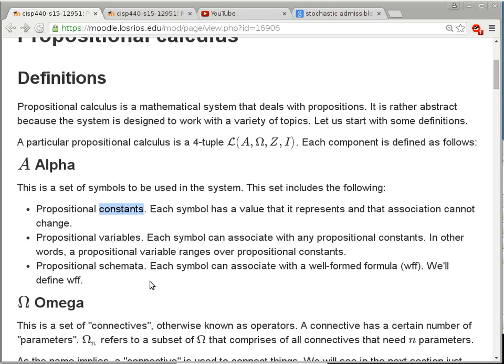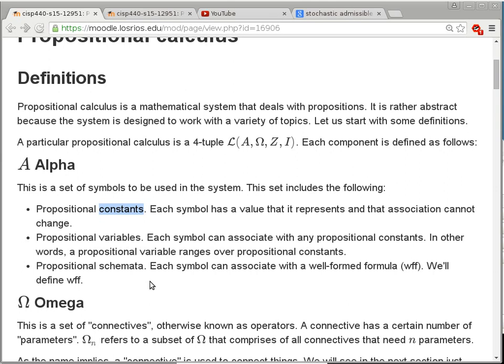Okay, yep, go ahead. Pi. Pi is, in other branches of mathematics, definitely a constant because it is representing a quantity and that association does not change. Okay, so very good. That is definitely one of the cases.